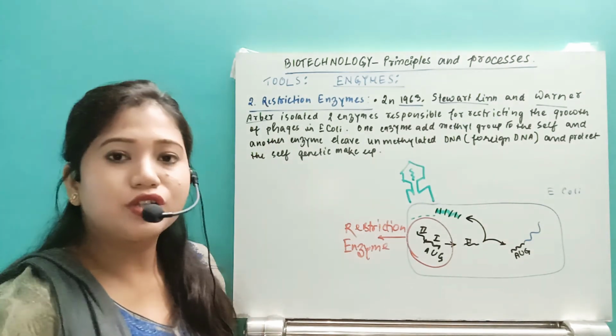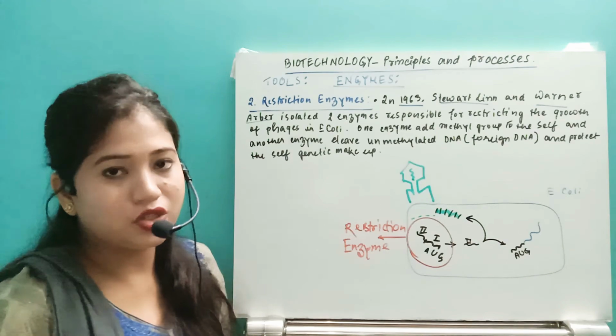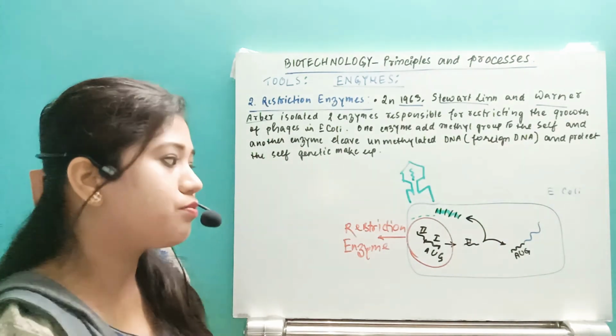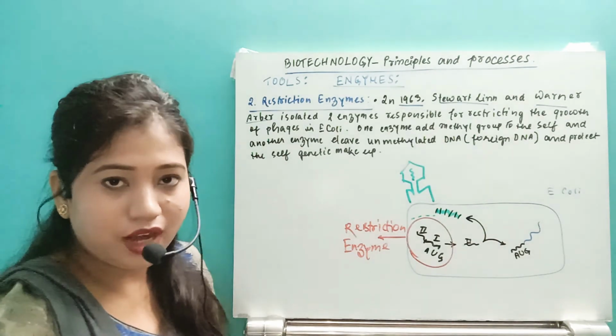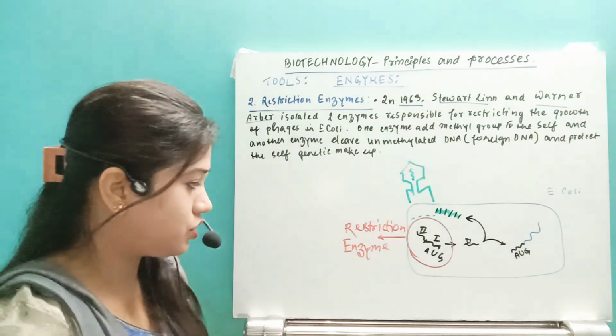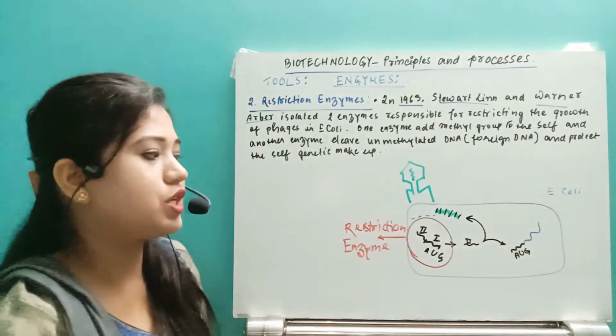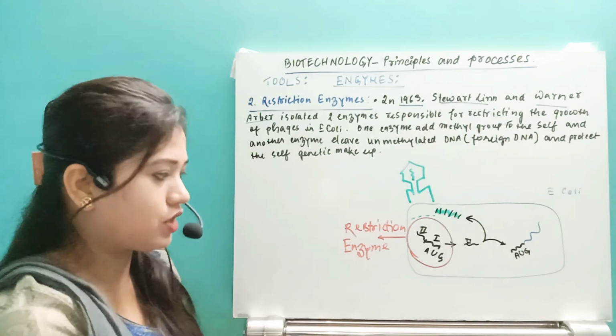Modern biotechnology started with the manipulation of the gene. So how are we able to manipulate the gene? By cutting the gene fragment. So how are we able to cut the gene fragment? By this restriction endonuclease. This is the restriction enzyme.